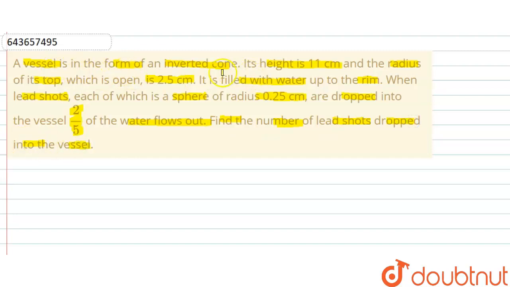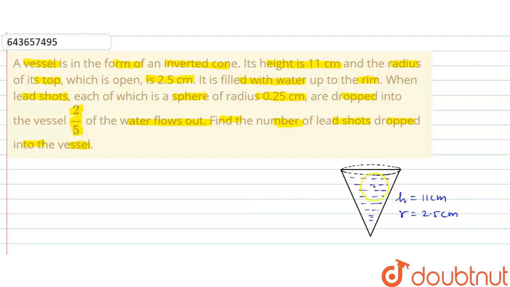So we have a vessel which is the shape of an inverted cone. First we will draw a diagram of the inverted cone. The inverted cone will be like this structure, and this is the rim of this inverted cone. It is filled with water, having height equal to 11 centimeters. So you can mention its height equal to 11 centimeter and radius equal to 2.5 centimeter.